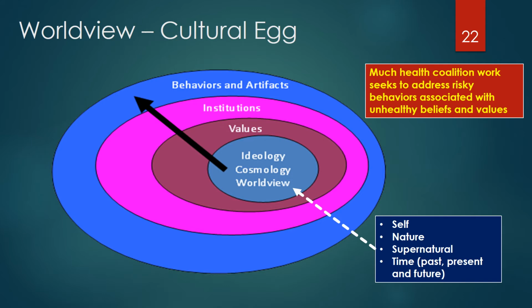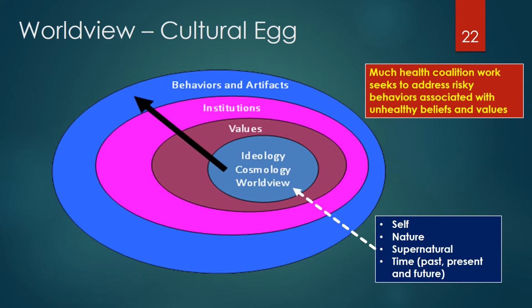Cultural behaviors are the result of deeper influences as diagrammed. It all starts at the center with worldview. Worldview can be defined as a culture's deep beliefs in four main categories: self, or beliefs regarding human beings, beliefs about nature, the supernatural, and time, past, present, and future.